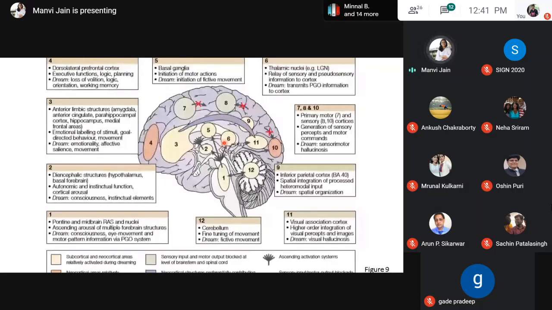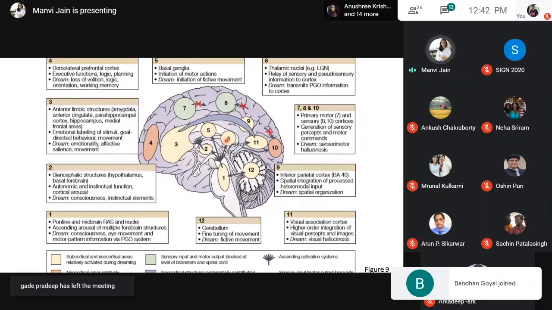This is actually responsible for the relay of sensory and pseudo-sensory information to the cortex, which is, of course, the point I have been trying to prove all this time, that the whole process is non-arbitrary. This is all planned. I mean, this is all connected. So this is all pseudo-sensory, but this is not arbitrary. The PGO system is in a way planning everything we are seeing in dreams. And the LGN, thalamic nuclei, is an explanation of that point. So its work is to transmit PGO information to the cortex.